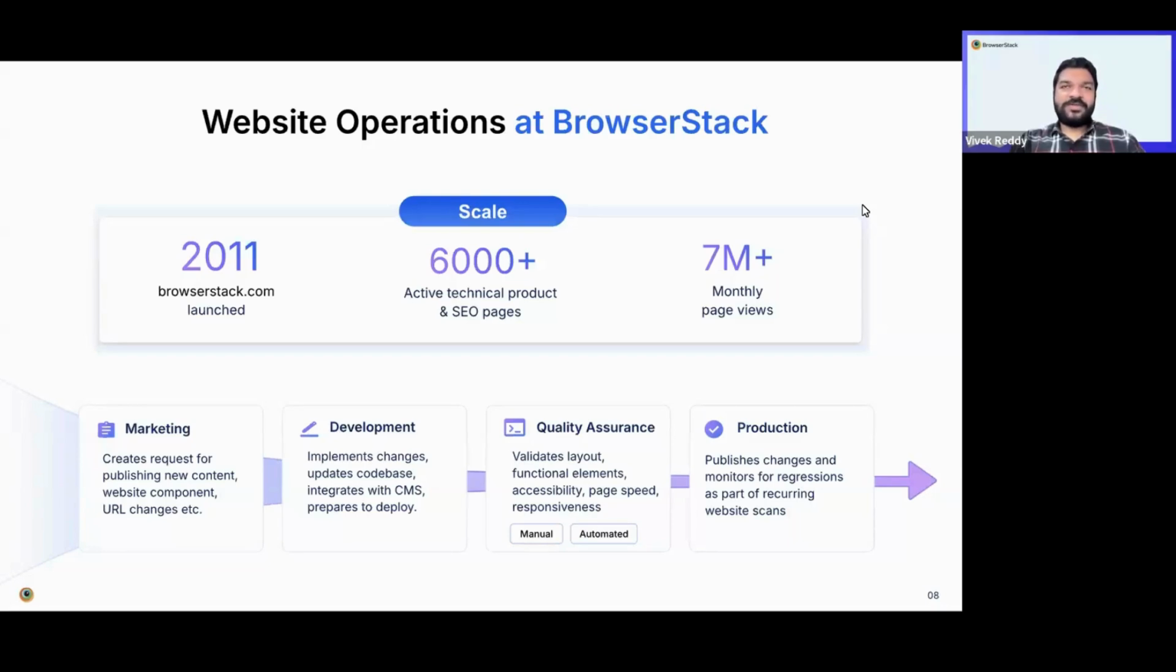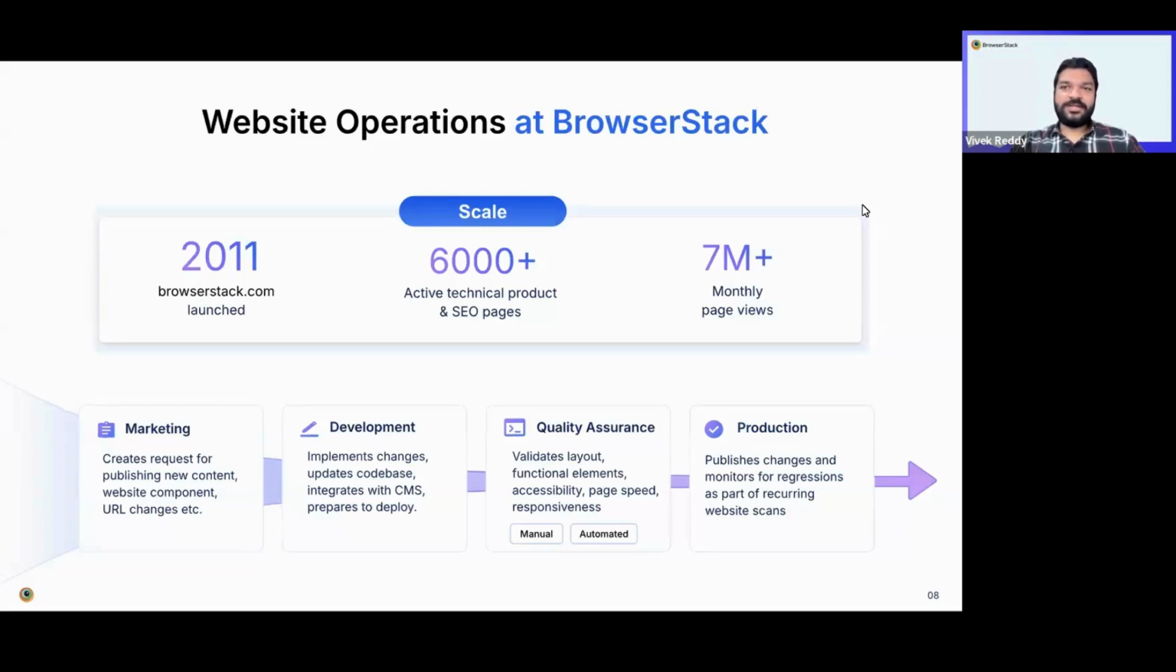Right. So, like I said, we have a huge scale. We have thousands of pages. To maintain quality at this scale, we follow a very structured dev and QA process. We have code reviews, automated tests, and along with that, we also have regular accessibility, SEO, and performance audits. So we do all of those.